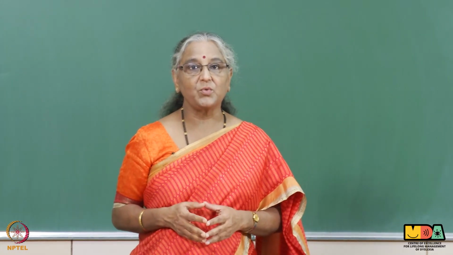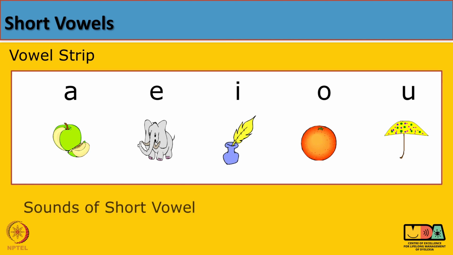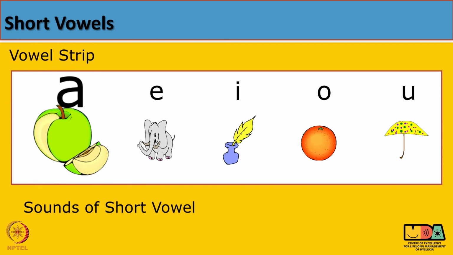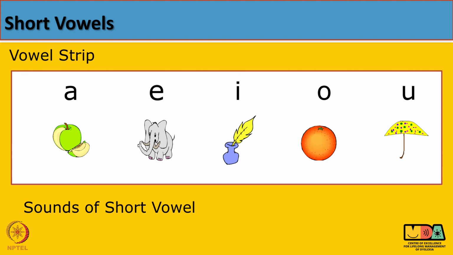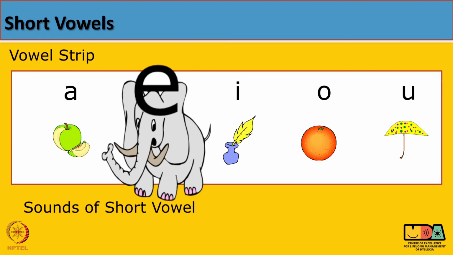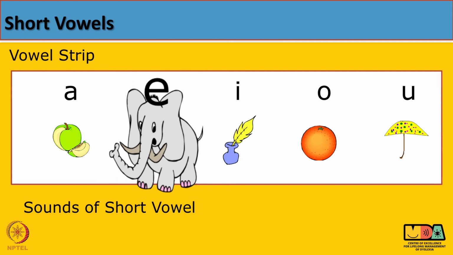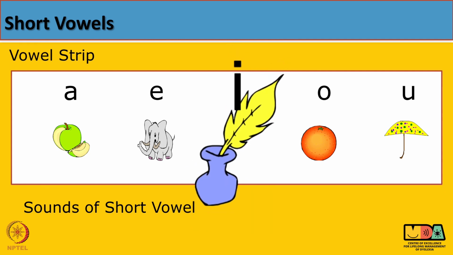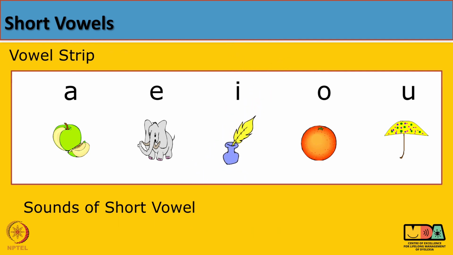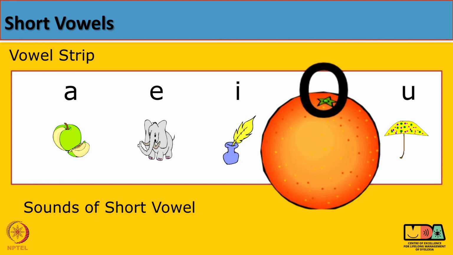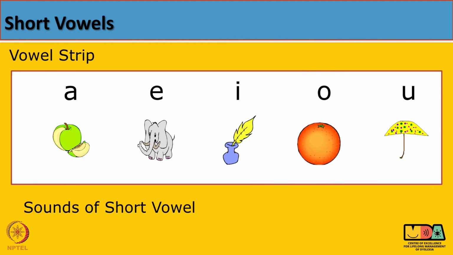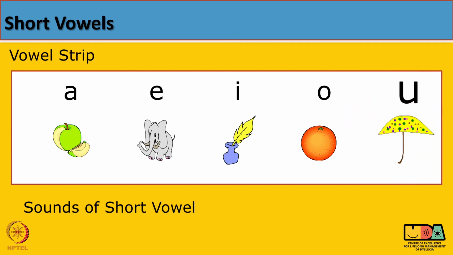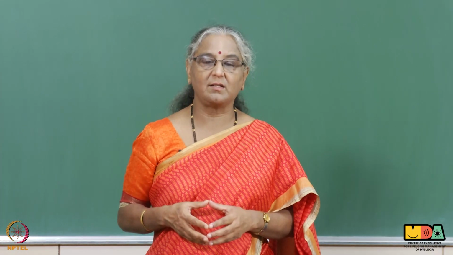Here, in the vowel strip that you see, we have the letter name A and the short vowel sound A. The letter name E and the short vowel sound E. The letter name I and the short vowel sound I. The letter name O and the short vowel sound O. And the letter name U, short vowel sound U. The child has to master these sounds.